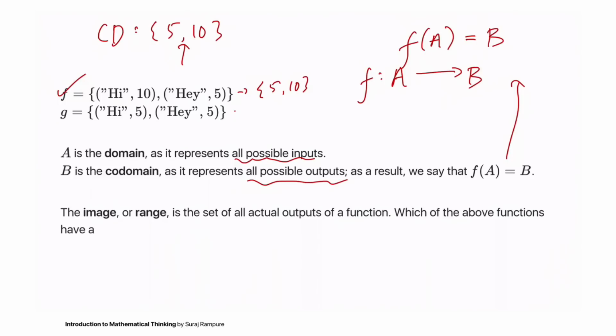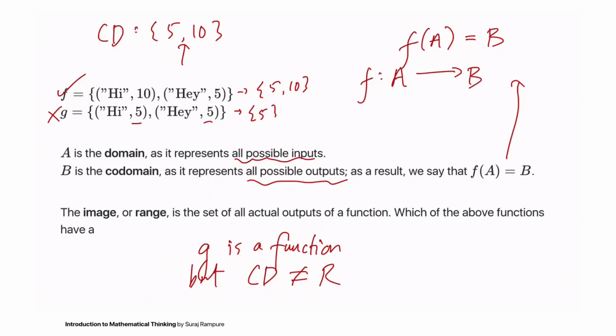In g, what are all actual outputs? Well, they're both 5. So all actual outputs in g are 5. So for g, it is not the case that the range and codomain are equal. g is still a function, but the codomain is not equal to the range for g.